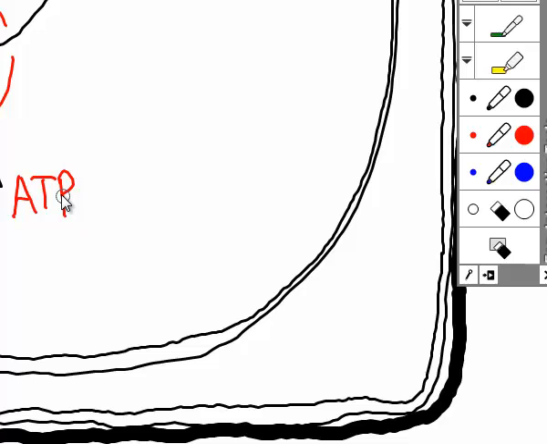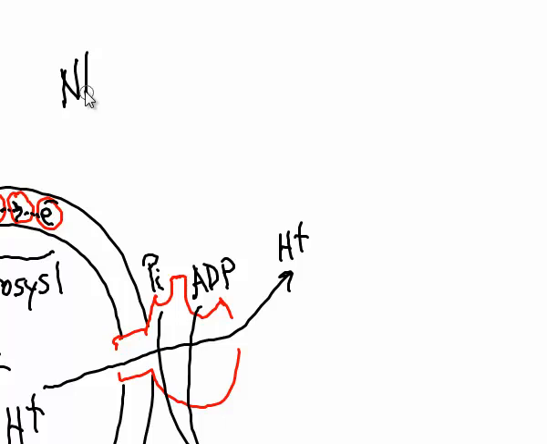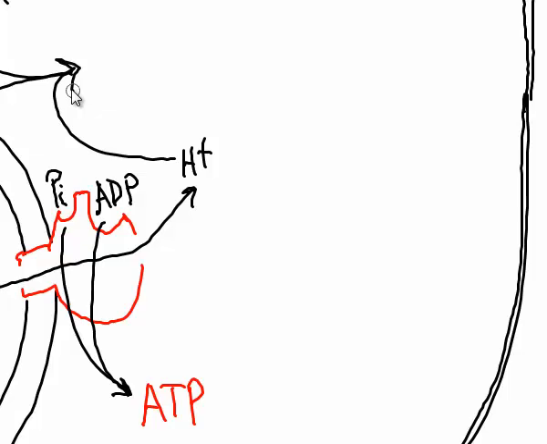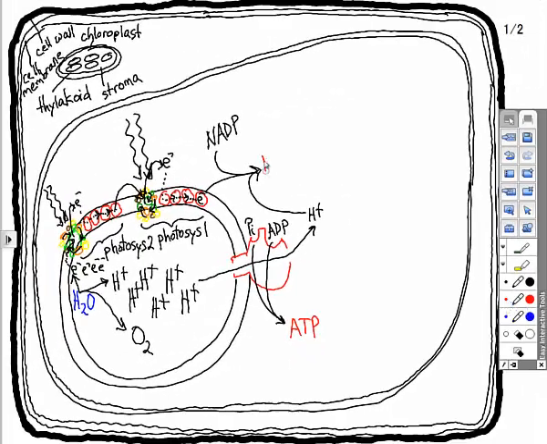However, we still have the problem of the electron at the end of the first electron transport chain and the proton. A molecule called NADP, which is similar to NAD but has a phosphate, can pick up that electron and pick up the proton that came through the ATP synthase, and combine those together to form NADPH.